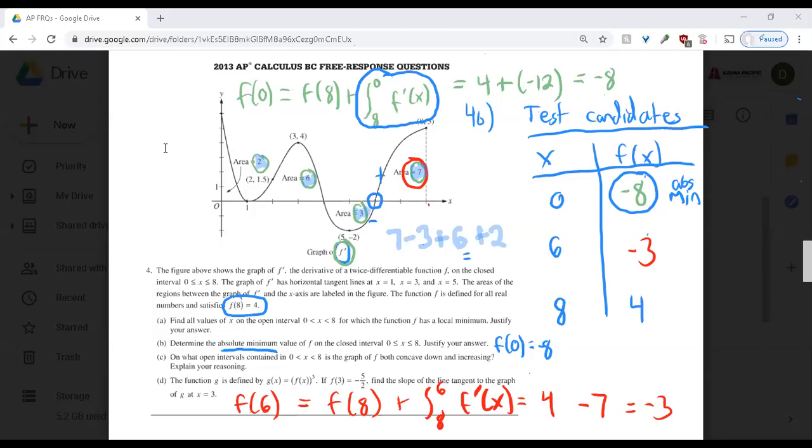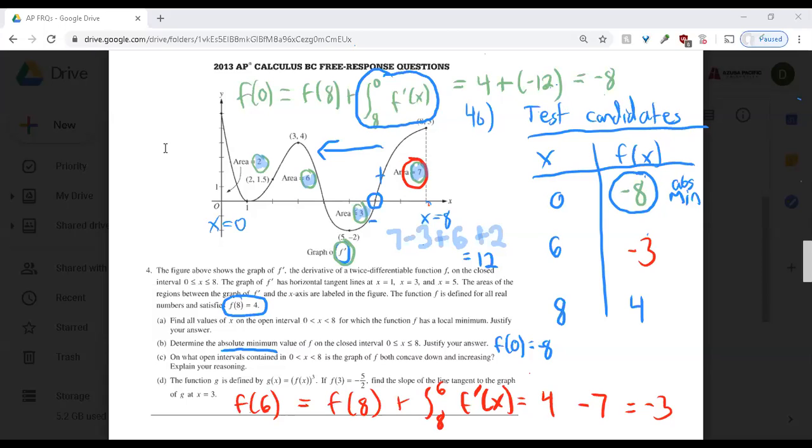But the reason it's negative 12 is because we're going from right to left. We're going from 8 back to 0. So the direction we're moving in is this way on the graph. So at the end, you take the opposite of that number. Okay, thank you. So going from x equals 8 back to x equals 0. Anything else on number 4?